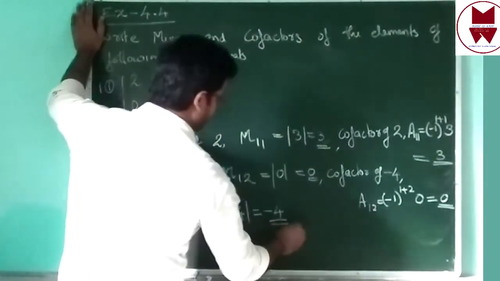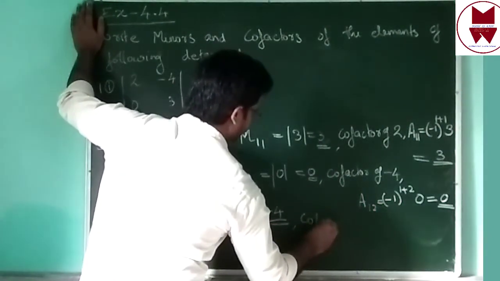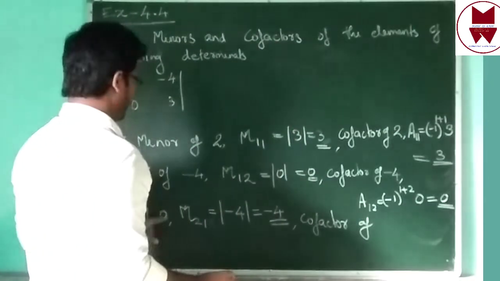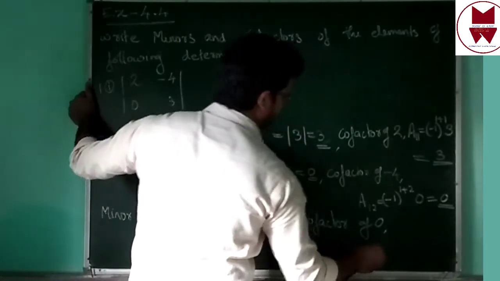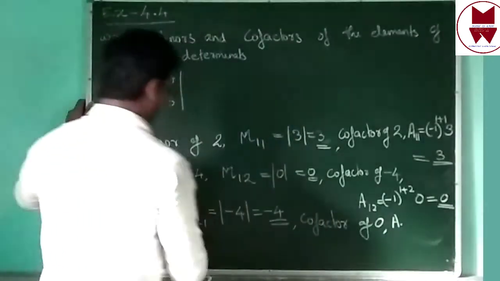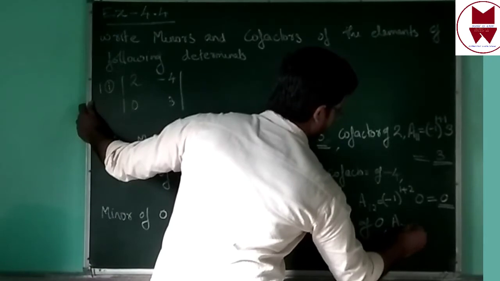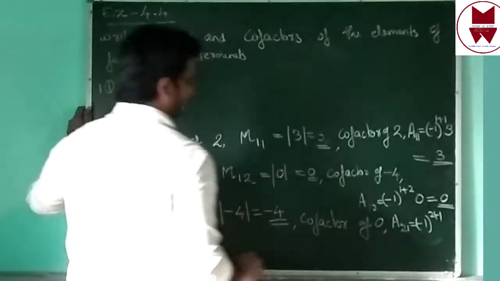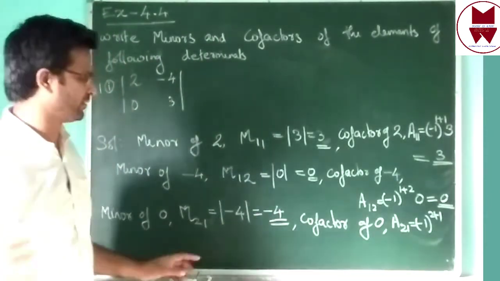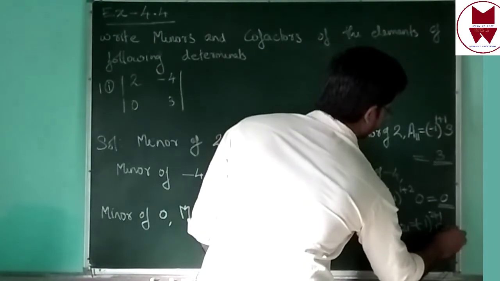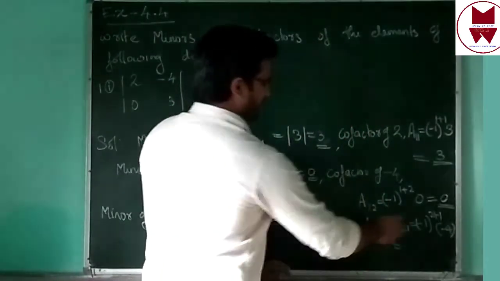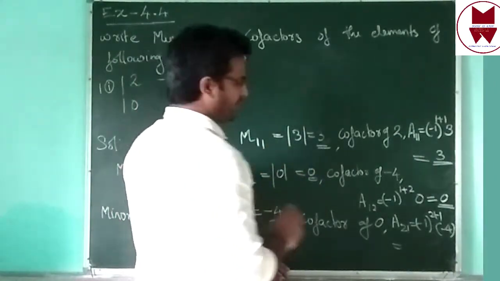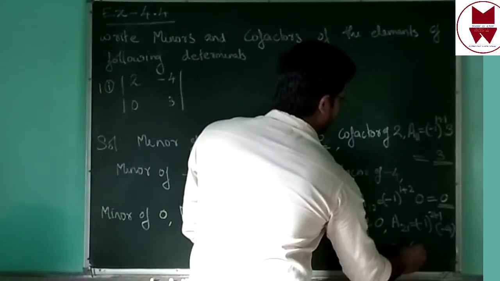Okay. Then cofactor of 0, that is A21 equal to minus 1, 2 plus 1. Then what we got? Minus, that is minus 4. How much you will get? Minus 1 all cube, that is minus 1 into minus 1 into minus 1. That will be minus 1, isn't it? Then minus 1 into minus 4, you will get answer 4.